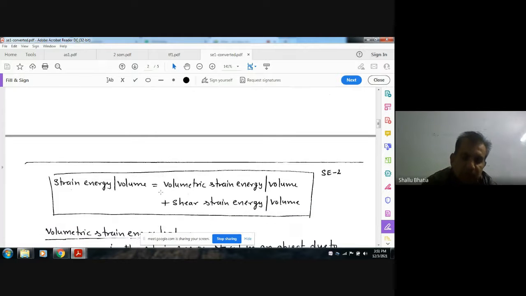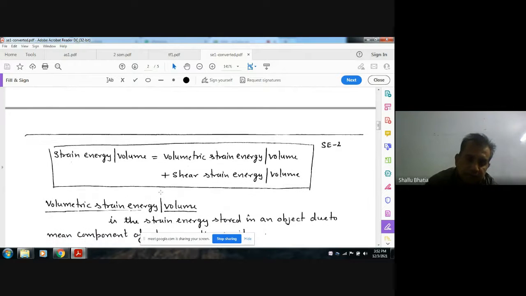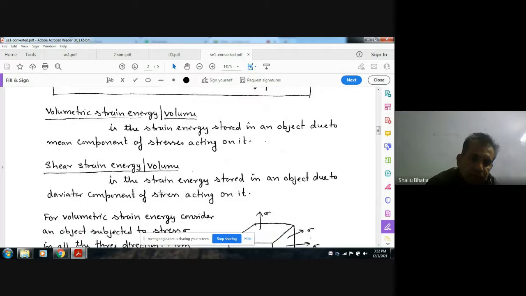The total strain energy per unit volume comprises volumetric strain energy per unit volume and shear strain energy per unit volume. So there are two components of strain energy. One is due to the mean component of stresses, and one is due to the variable component of stresses. The volumetric strain energy per unit volume is due to the mean component of stresses acting on it, and the shear strain energy per unit volume is due to the variable or deviatoric component of stresses acting on it.